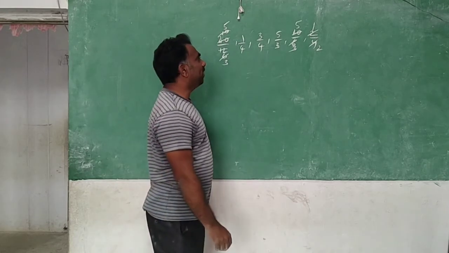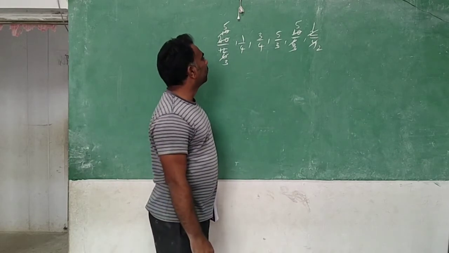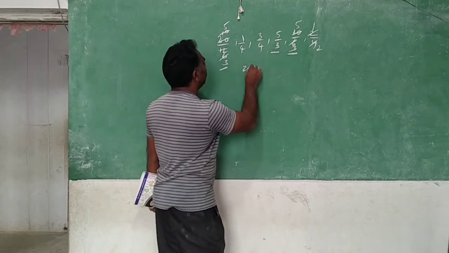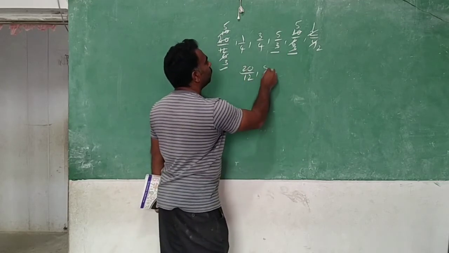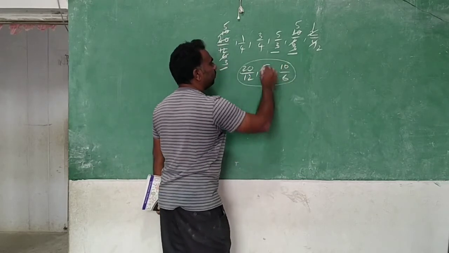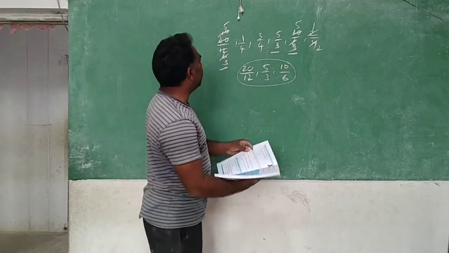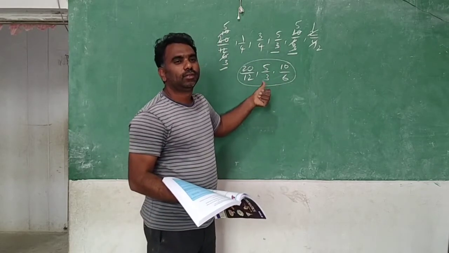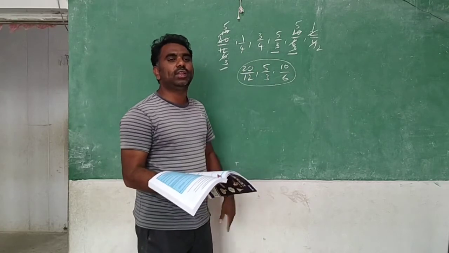Now you can say which are the equivalent here. This one, this one, this one: 20 by 12, 5 by 3 and 10 by 6. These are equivalent fractions, because I am getting equal, you see. 5 by 3 here, 5 by 3 there. So can you do the first question like that only?